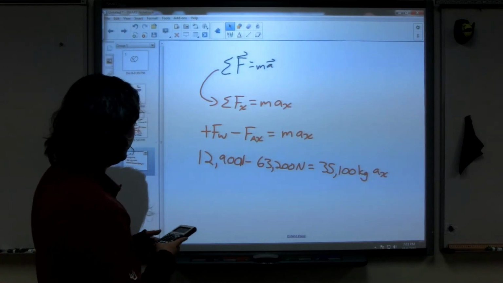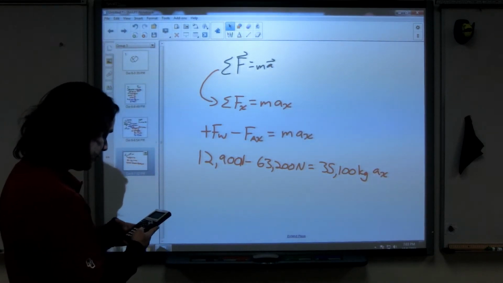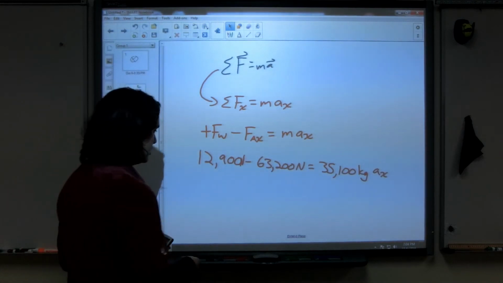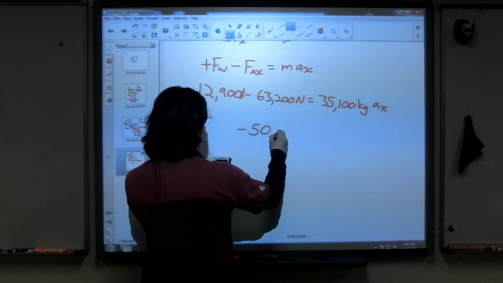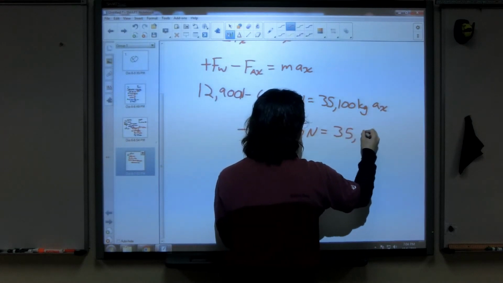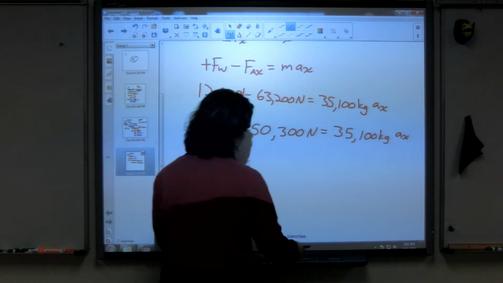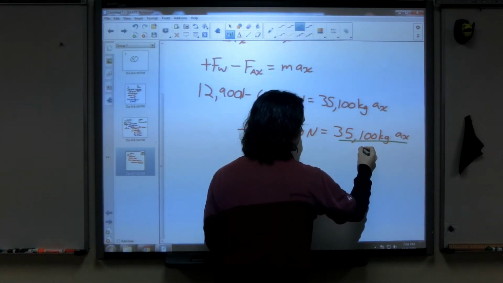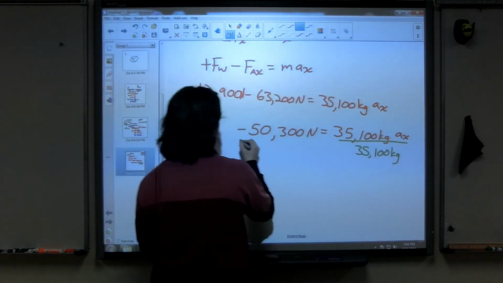I'm going to end up with a negative number. You might think that's a little weird, but remember, we're solving for vectors. So the negative number just means its direction. Negative 50,300 newtons equals 35,100 kilograms times my acceleration in the x. I'm going to divide both sides by 35,100 kilograms to get a sub x by itself.